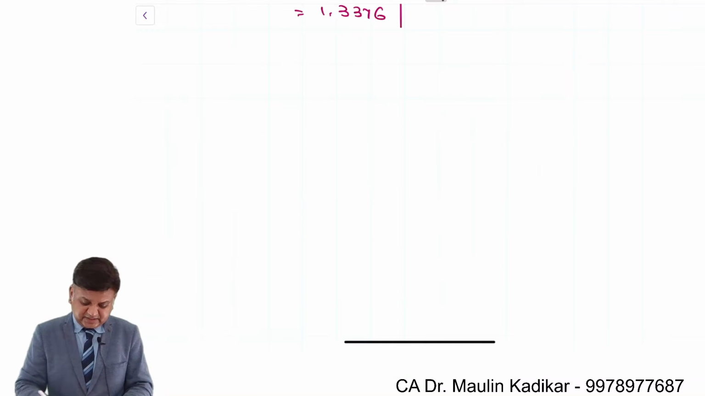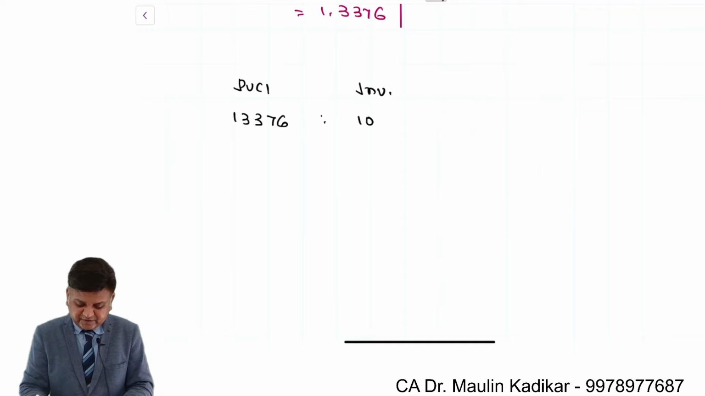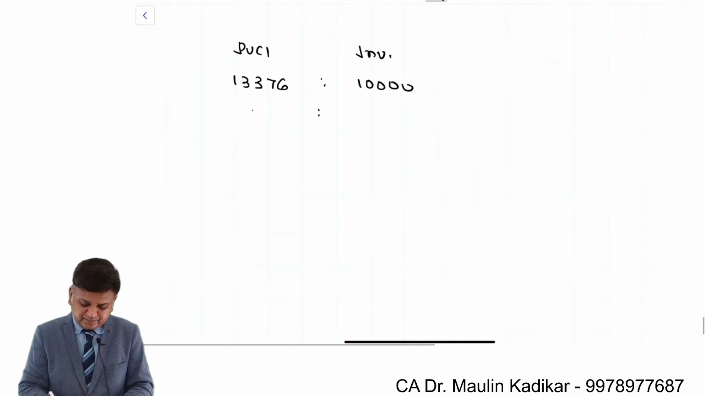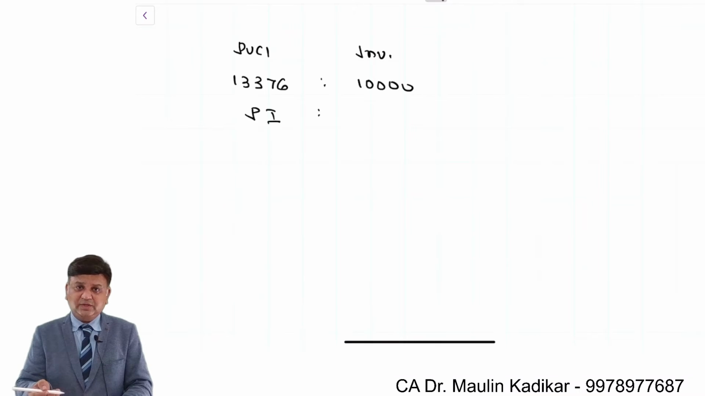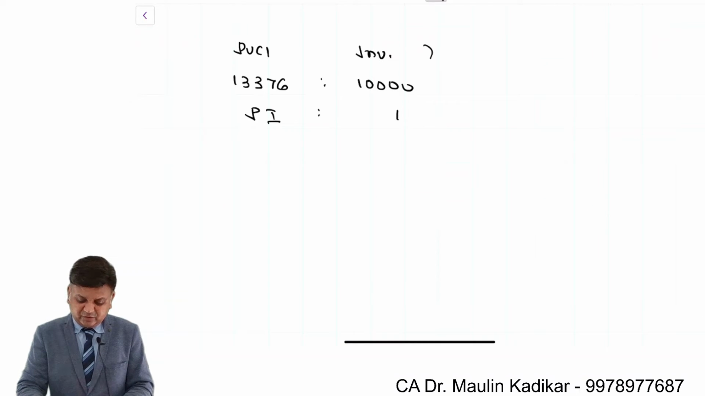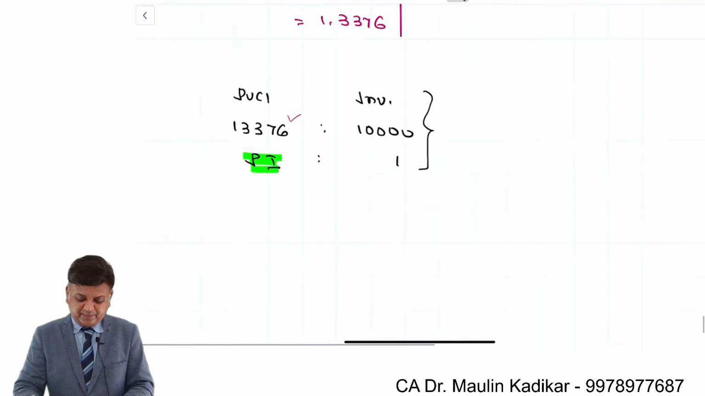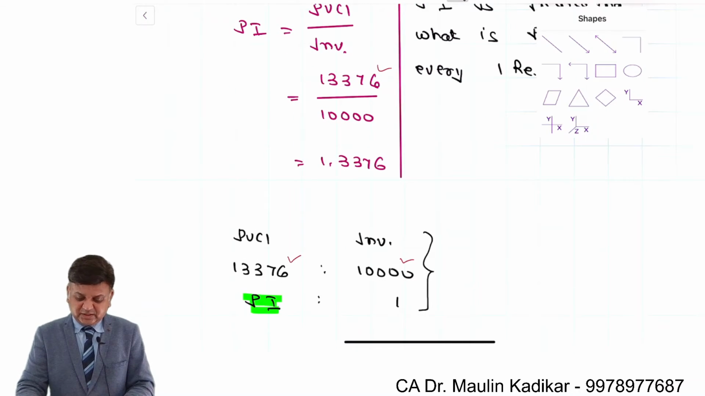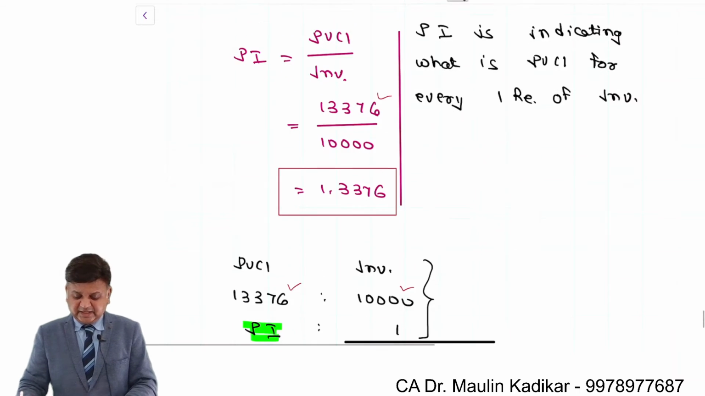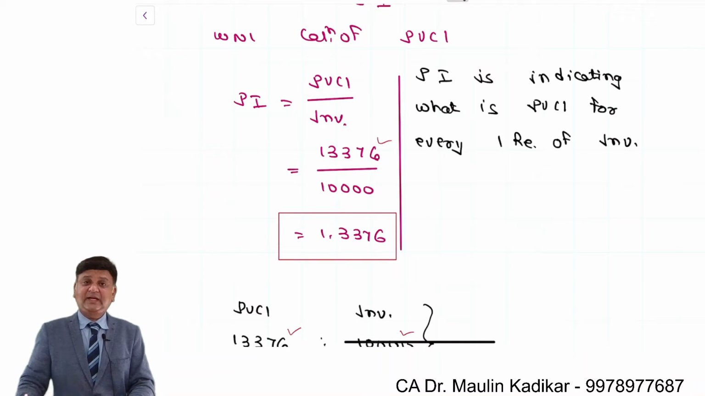In this example, the present value of the cash inflow is 13376 for an investment of 10,000. So PI indicates what you receive in present value terms for every 1 rupee of investment. Profitability index is calculated as present value of the cash inflow upon investment, that is 13376 upon 10,000. So the answer is 1.3376.